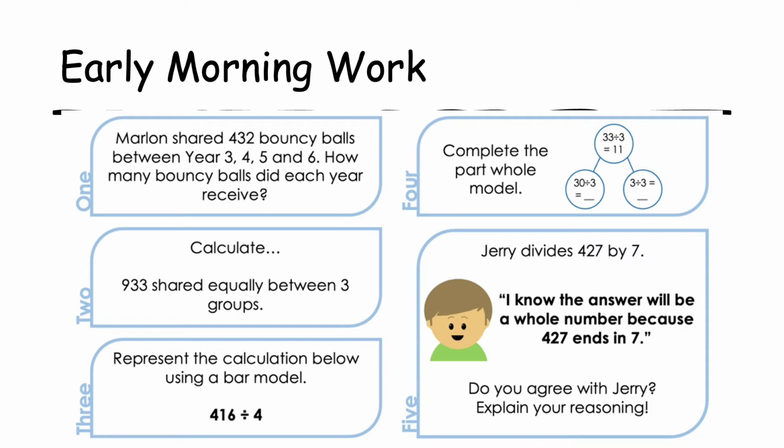But what about if it was 417? What about if it was 437? What about if it was 447? They end in a 7, but it would not be a whole number. It is only if the last 2 digits is a multiple of 7. Okay, so let's see what we are doing today.